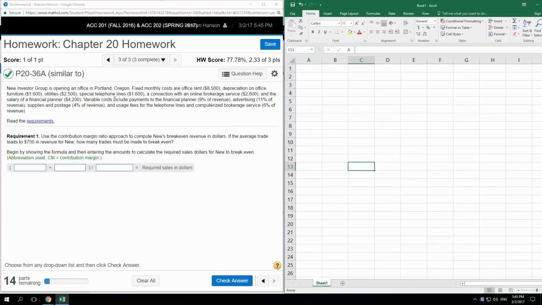$8,500, depreciation on the office, $1,600, utilities, $2,500, special telephone line, $1,600, a connection with an online brokerage service, $2,600, and the salary of a financial planner, $4,200. And so we got a bunch of fixed costs, right? And then we're going to have some variable costs.